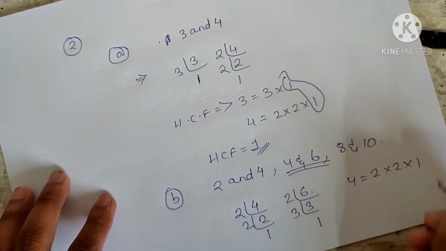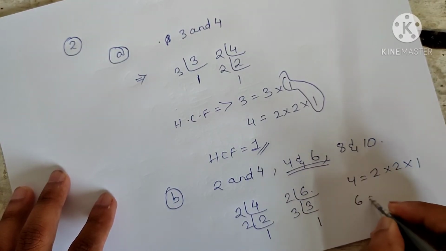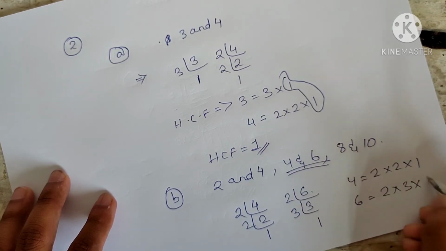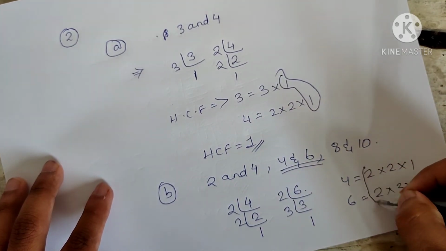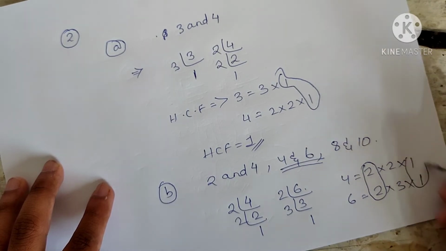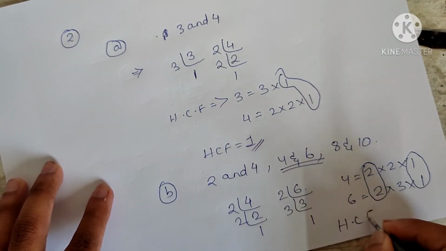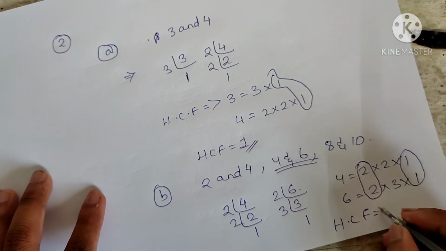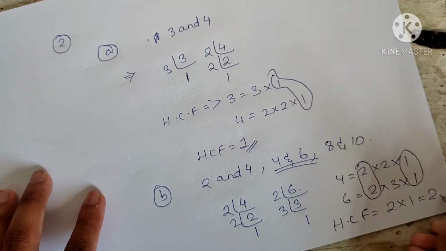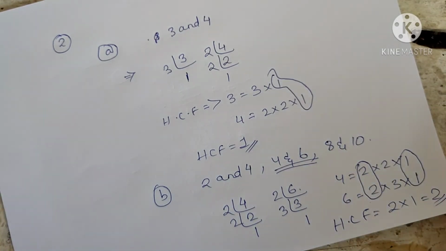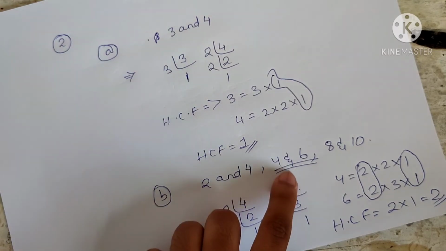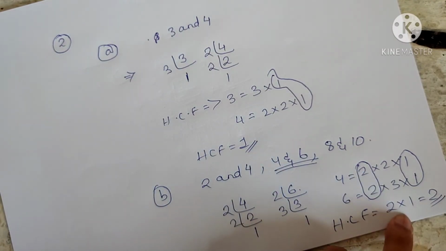Very simple. Now how will you write the HCF? 4 is 2 into 2 into 1, and for 6 you will write 2 into 3 into 1. So what is the final answer? You will get 2 is common and 1 is common. So what is the final HCF? 2 into 1 will give you 2. The HCF of 4 and 6, which are even numbers, is 2.